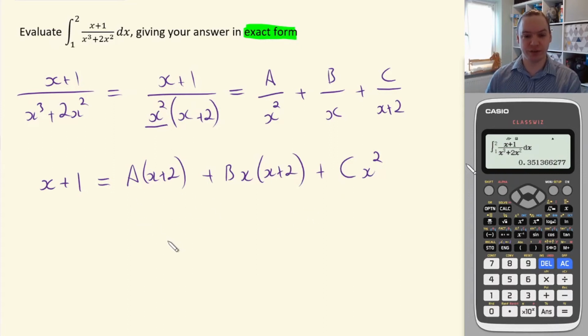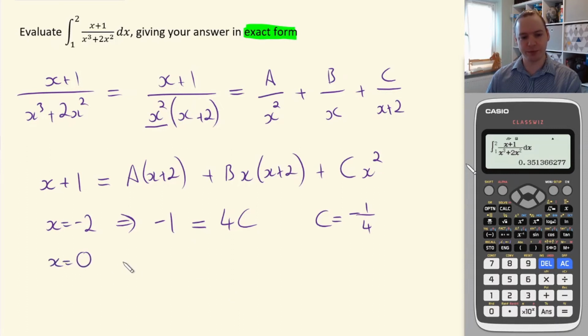There's a couple of things I can do really simply. I can zero the a term by saying, well, what if x equals -2? Well, that tells us then -2 plus 1 is -1 equals, this term is now 0, and this term is now 0, so I just have cx squared. -2 squared is 4, so I've got 4c. So c is -1/4. I can also say what happens when x equals 0, because that will zero the b and the c terms. So then I have 1 equals 2a. So a is a half.